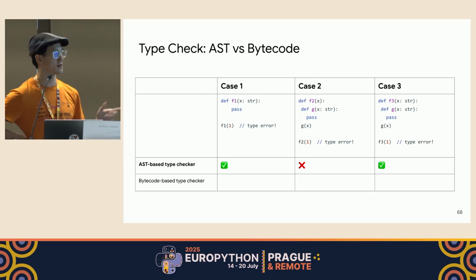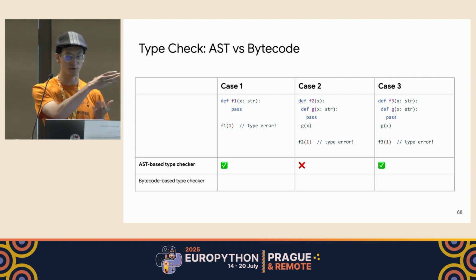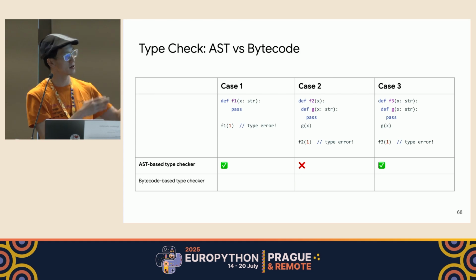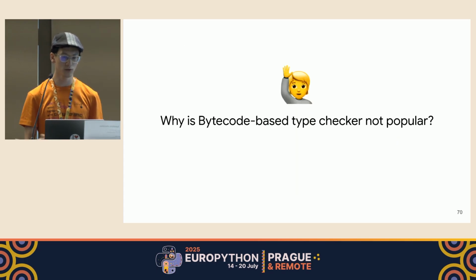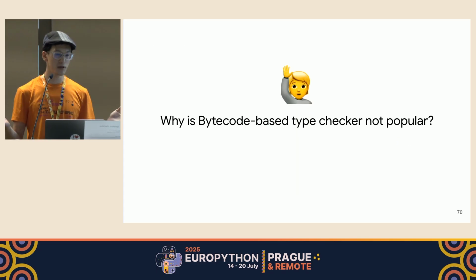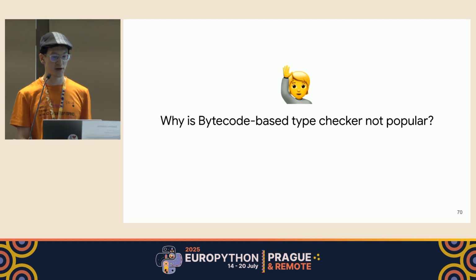An AST-based type checker cannot handle case 2. Of course, you can say it technically can still do it if you statically analyze all the code and logic before calling the inner function. But AST-based type checkers usually don't do so because it's too complicated and not what they are good at. Instead, a bytecode-based type checker can handle this. But if a bytecode-based type checker can handle something an AST type checker can't, then why do people choose the AST one instead of the bytecode one?